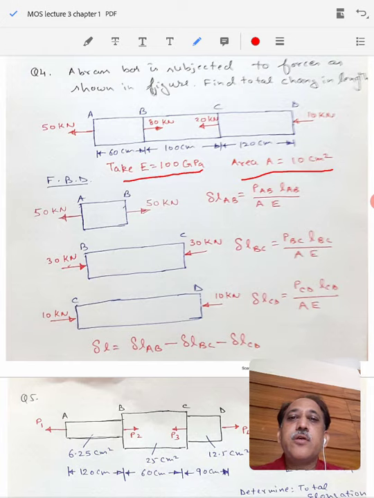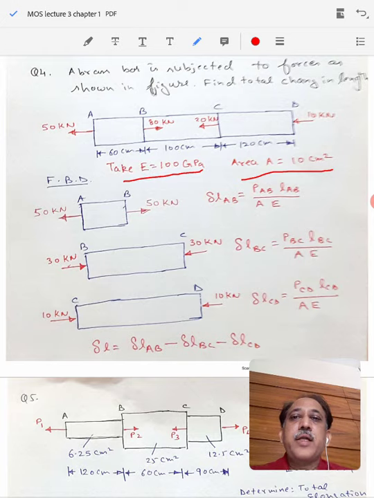Now at different sections of the bar, you can see at section A there is a 50 kilonewton force acting on the left hand side. At section B there is an 80 kilonewton force acting on the right hand side. At section C it is a 20 kilonewton force acting on the left hand side, and finally at section D a 10 kilonewton force is acting on the left hand side.